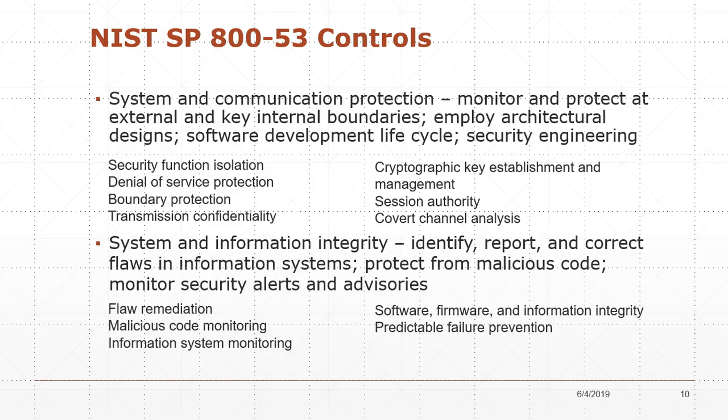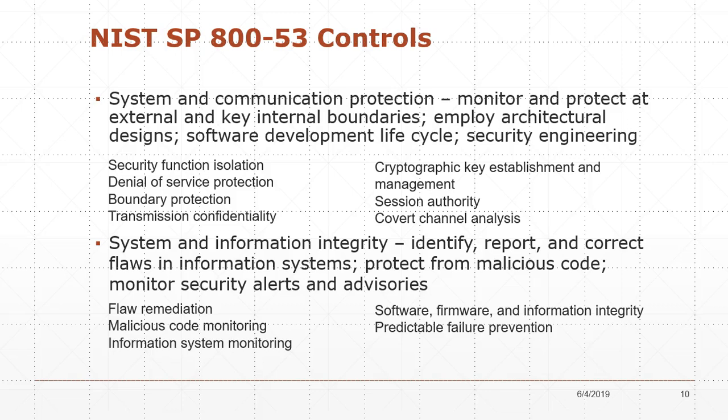System communication and protection. You must monitor and protect at external and key internal boundaries and employ architectural design, software development life cycles, and security engineering. So here you can look at things like boundary protection, transmission confidentiality, cryptographic key establishment and maintenance, session authority, covert channel analysis, denial of service protection, and security function isolation.